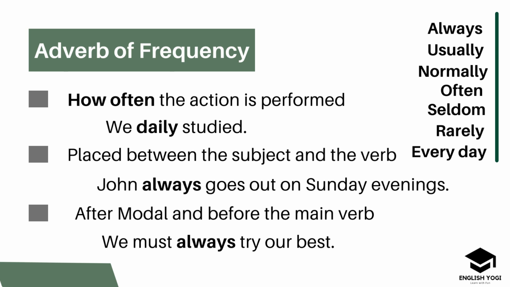So "always" is used after the modal verb, that is "must" in the sentence, and before "try," that is the main verb in the sentence. So between "must" and "try," the adverb of frequency is used here, that is "always." What exactly is the meaning of an adverb of frequency? It shows how often the action is performed in the sentence.